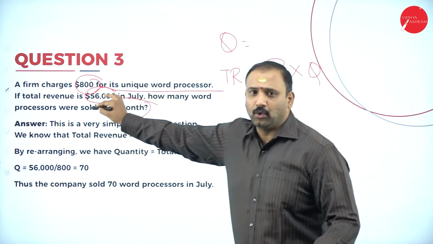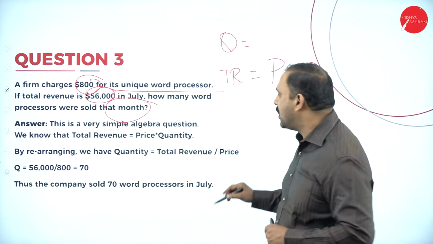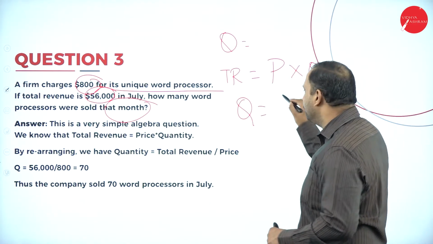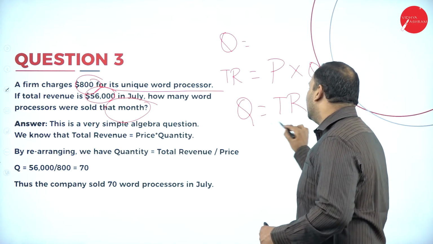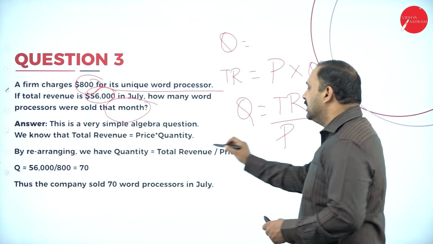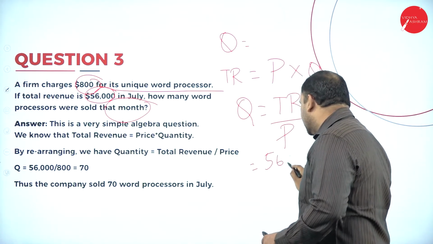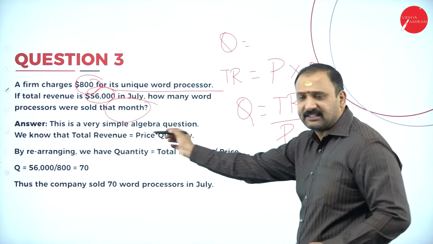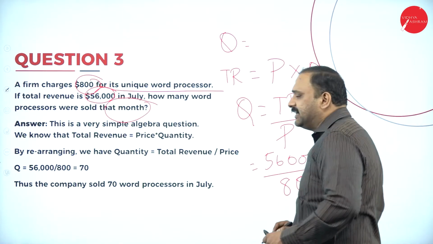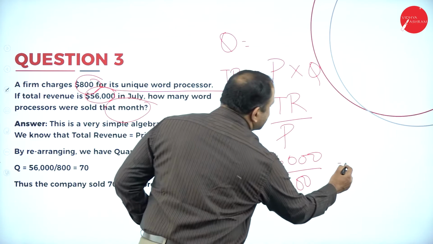Now, we know the total revenue. So you have to use the formula for finding quantity. Automatically, if you have to find quantity, it will become total revenue divided by price. Now, what is the quantity? How are we going to find it? Total revenue is already given, that is 56,000, divided by the price, which is given there, that is 800. So 56,000 divided by 800 will give you the final answer as 70.